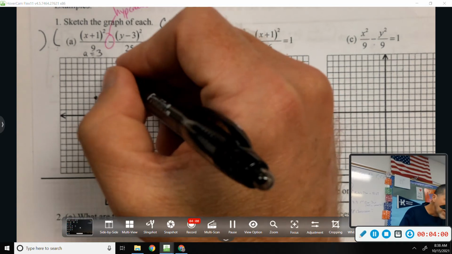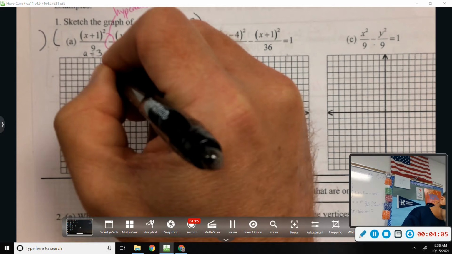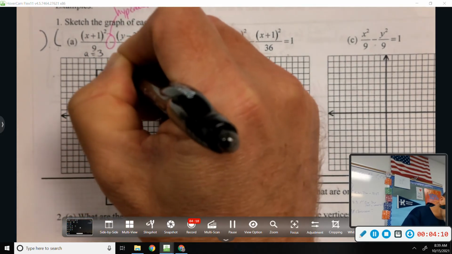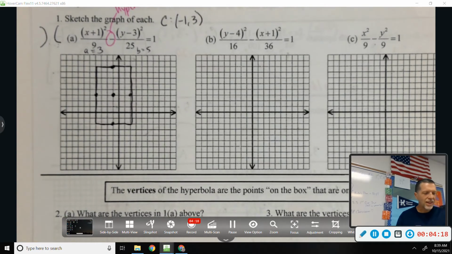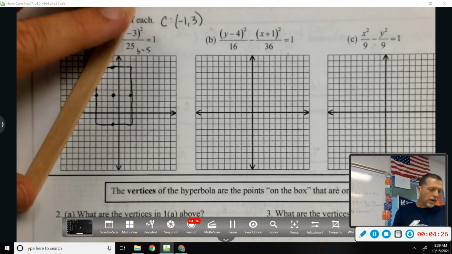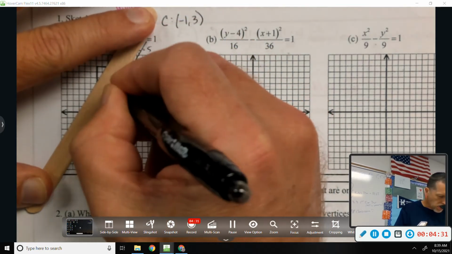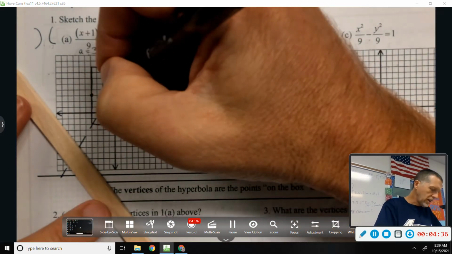So instead of making an ellipse out of those, we're going to make a box out of those. Is that actually part of the graph, or should we do it in dotted lines? Officially, it should be dotted lines, but it doesn't have to be. And then the diagonals of that box, again officially dotted lines, sketch in the diagonals of the box.